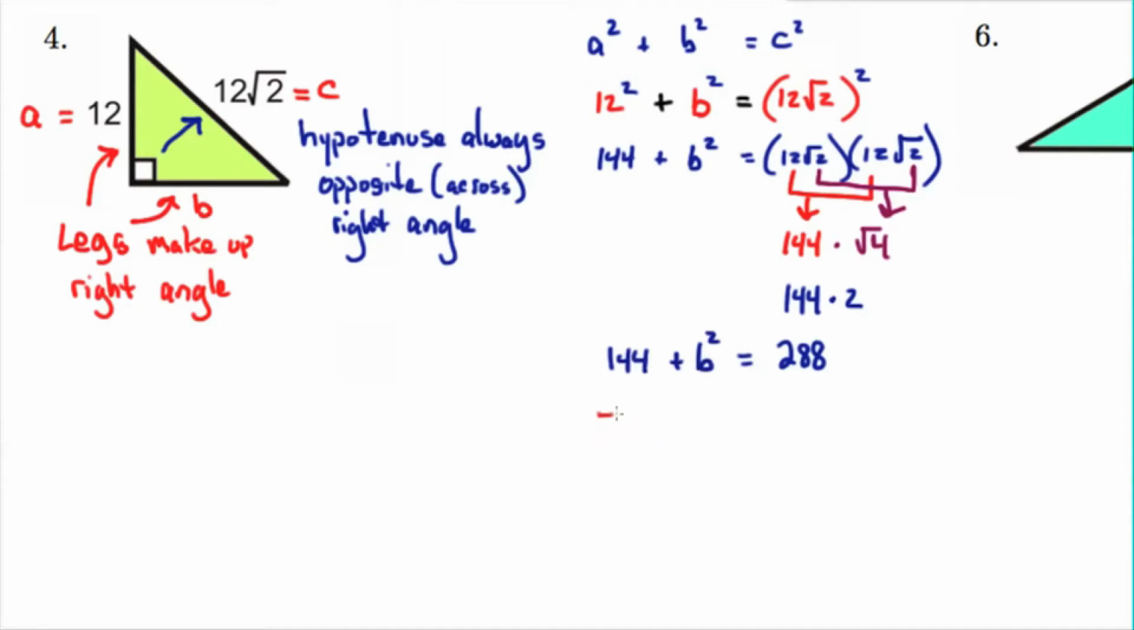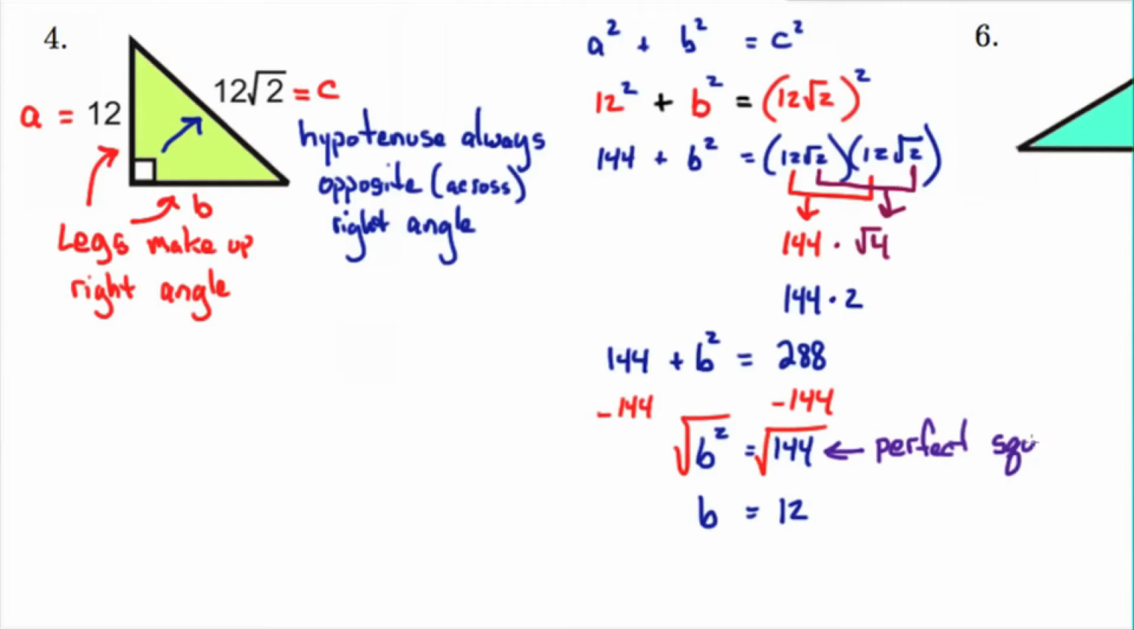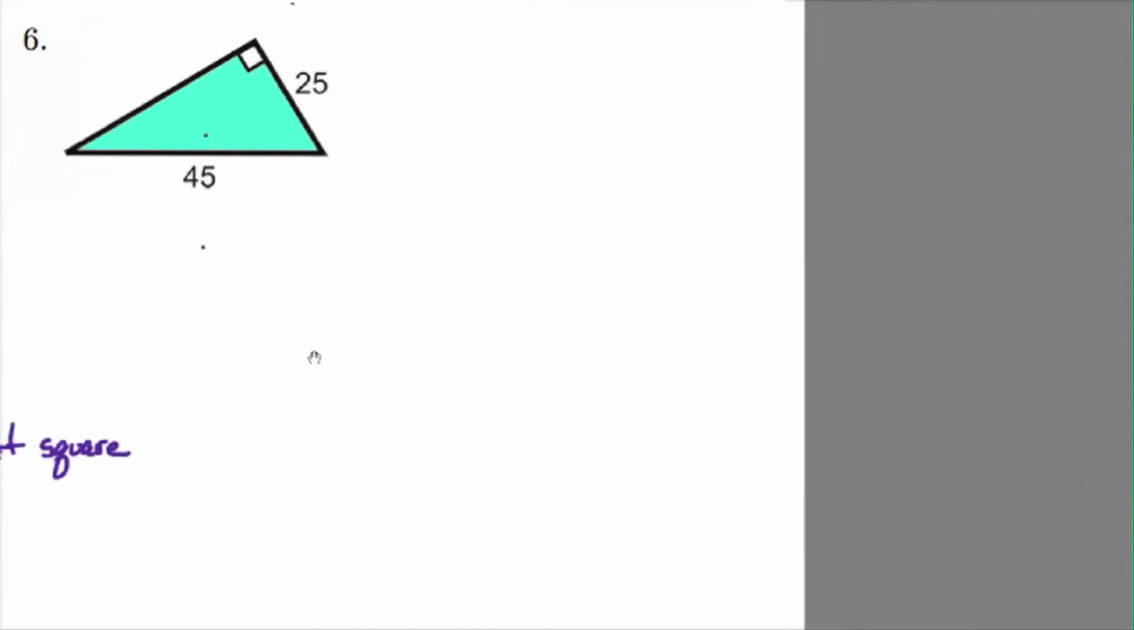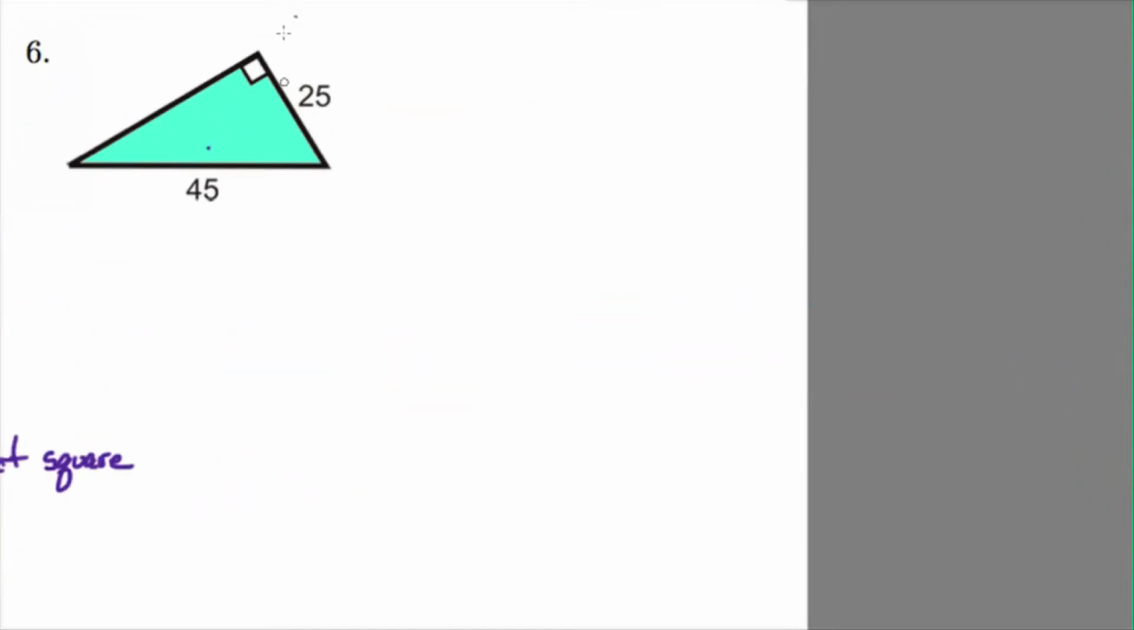So now I can subtract 144 from both sides. b squared equals 144, because 288 minus 144 is 144. And then the square root of that is 12. Well, 144 is a perfect square. So when I take the square root of a perfect square, I get a natural number, or whole number. So b is 12. Okay, let's take a look at 6.